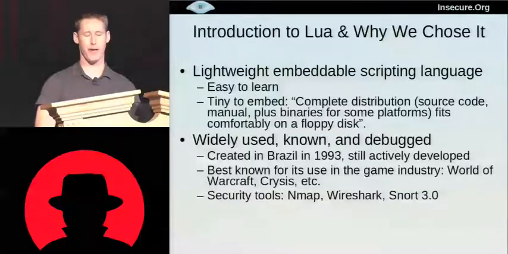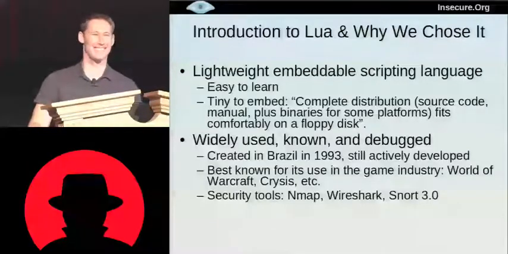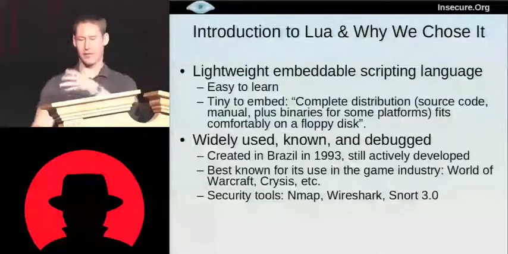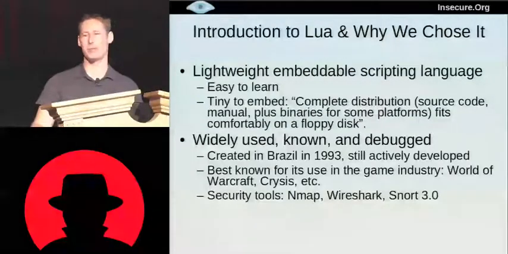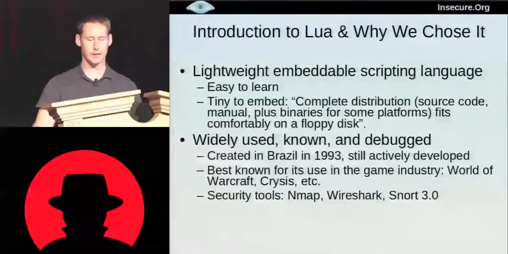It's tiny to embed. The book says that the complete distribution, source code, manual, plus binary for some platforms, all fits comfortably on a floppy disk. For the young people in the audience, a floppy disk is sort of... Yes, it's kind of between punch cards and flash drives in the technology range. So being small is very important to us because we don't want to bloat Nmap downloads with some gigantic language.